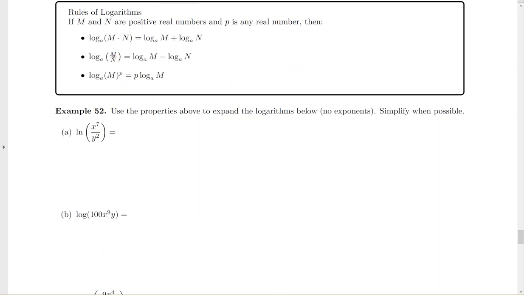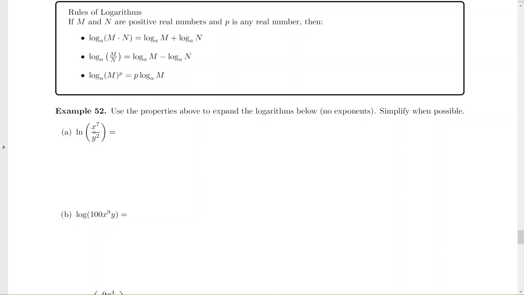If there's division inside the argument, then there's going to be a subtraction symbol between two logarithms. Notice whatever's in the numerator is going to be positive in front of its logarithm. Whatever's in the denominator is going to be a negative in front of its logarithm. And then the last one is the power rule. You can pull a power down in front of a logarithm and make it into P times log base A of M. So with those three properties, we're going to take a look at these following questions and expand them, leaving no exponents in our final answer.